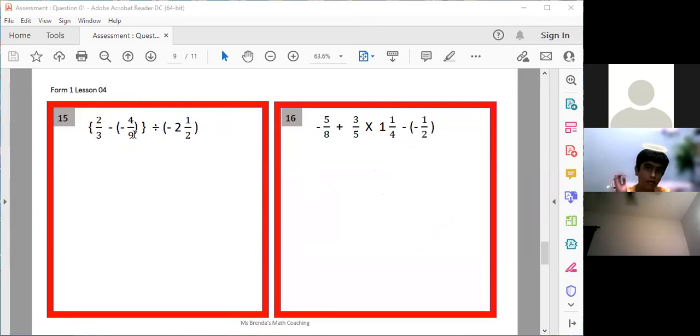Look here. Double brackets. Don't get confused. How do you do this? A bracket in a bracket.